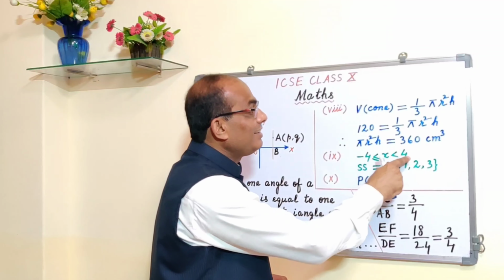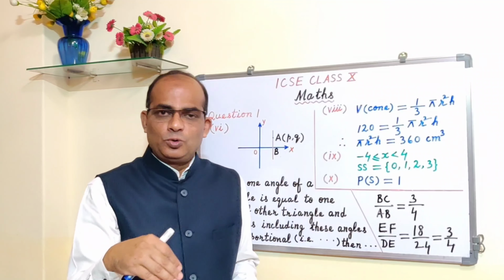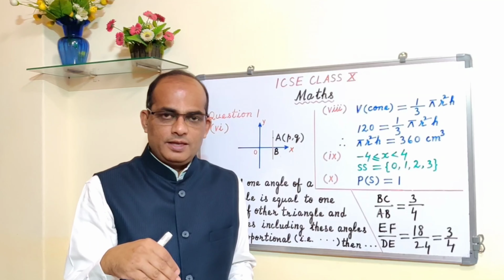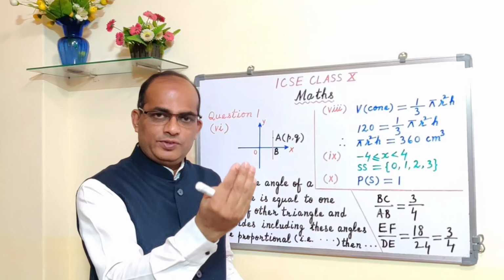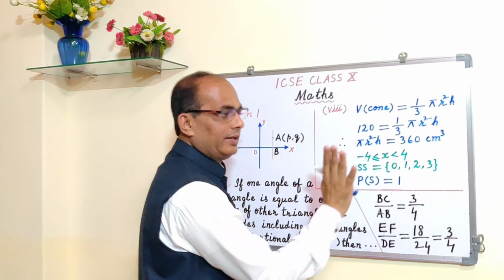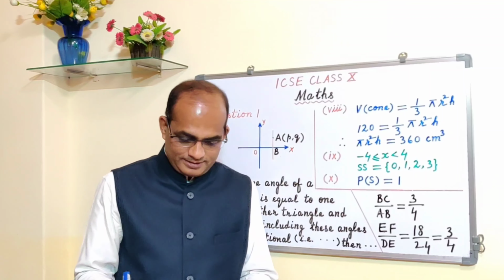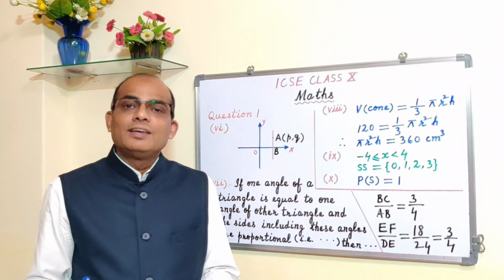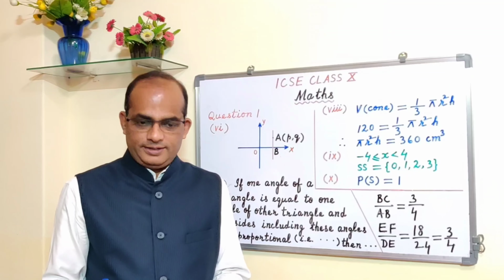So x is less than 4, so the whole number just before 4 is 3. So we will go till 3. So 0, 1, 2, 3 is the solution set, and your option is option C. 0, 1, 2, 3, correct.